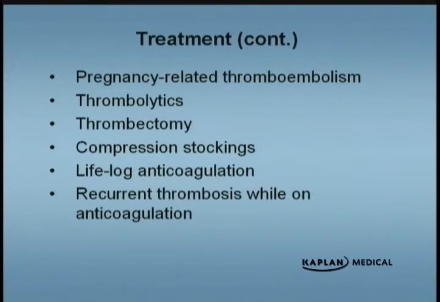So if you have massive pulmonary embolus and the patient's dying in front of you because of this, the only thing that you could use is thrombolytics. If a patient is unstable and thrombolytics are contraindicated, then you only have one choice, than to do a thrombectomy.